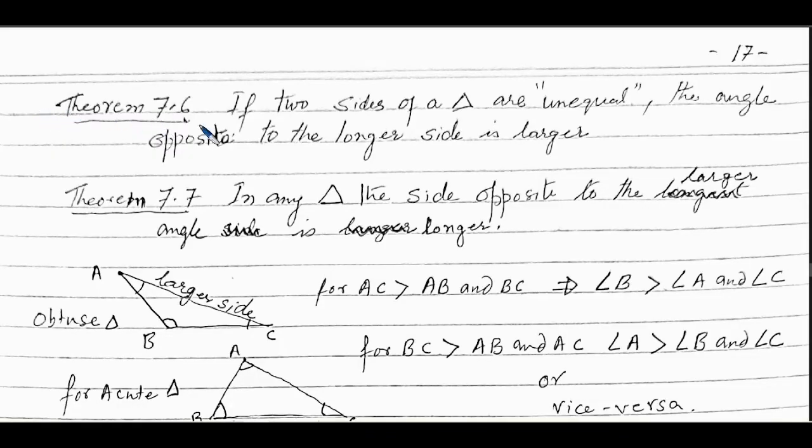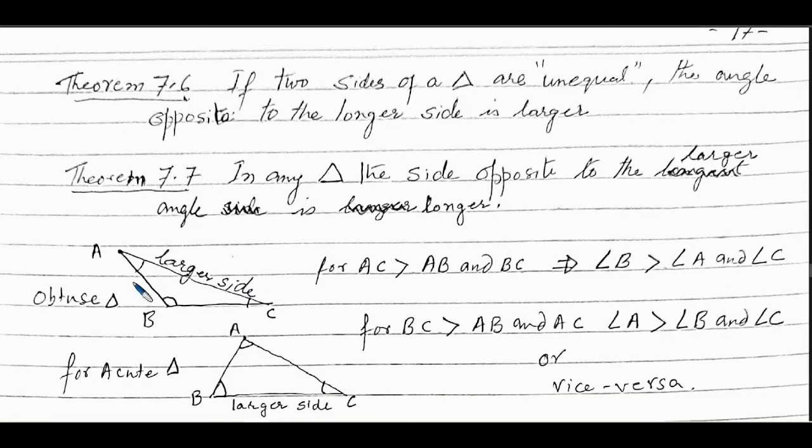Okay, now theorem 7.6 and theorem 7.7 of your textbook. This is very similar. It says that if two sides of a triangle are unequal, the angle opposite to the longer side is larger. The angle will be larger opposite to the longer side. And theorem 7.7 says in any triangle, the side opposite to the larger angle is longer.